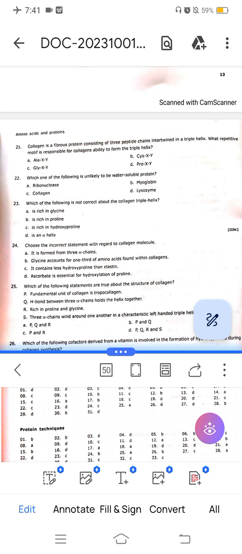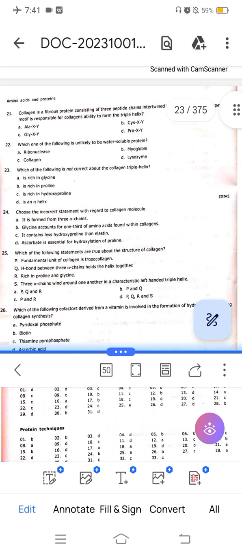Then choose the incorrect statement with regard to the collagen molecule. Incorrect statement, 24, C. It contains less hydroxyproline than elastin. Then it is formed from 3 alpha chains. Glycine accounts for 1/3 of the amino acids found within collagens. Ascorbate is essential for hydroxylation of protein.